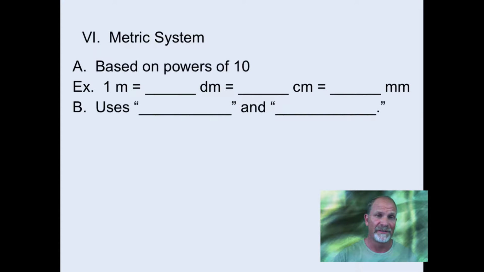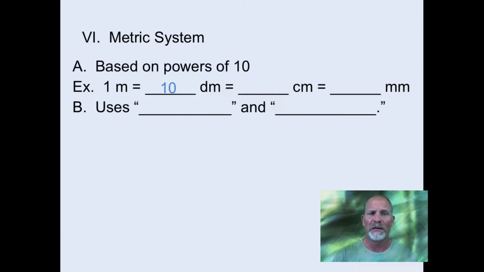Dealing with the metric system. Very, very critical, because with science or with chemistry, we're going to be working with the metric system. We don't really work with the English system a whole lot. We're going to work with conversion factors between the two, but universally the common language when it comes to measurements is actually the metric. So the metric system is based upon the power of 10.